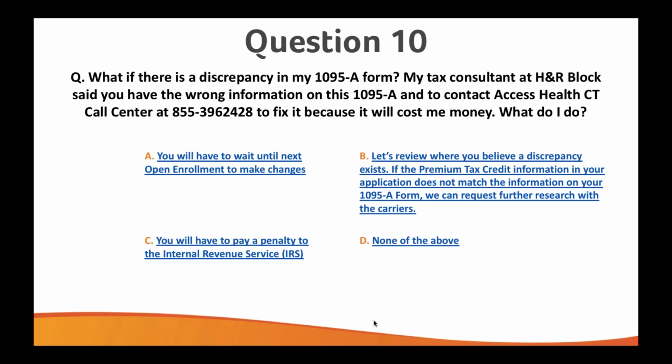If the premium tax credit information on your application does not match the information on your 1095A form, we can request further research with the carriers. C would be, you will have to pay a penalty to the Internal Revenue Services, and D, none of the above.